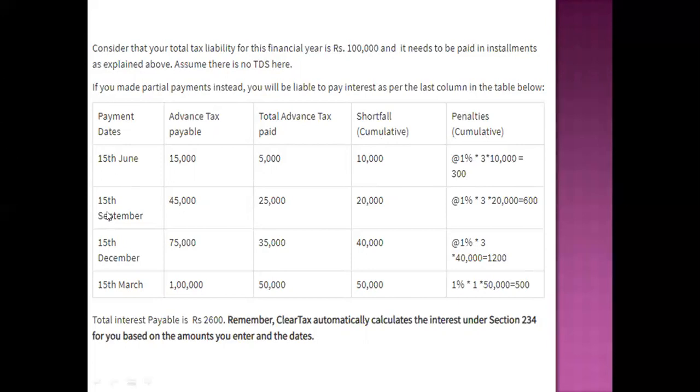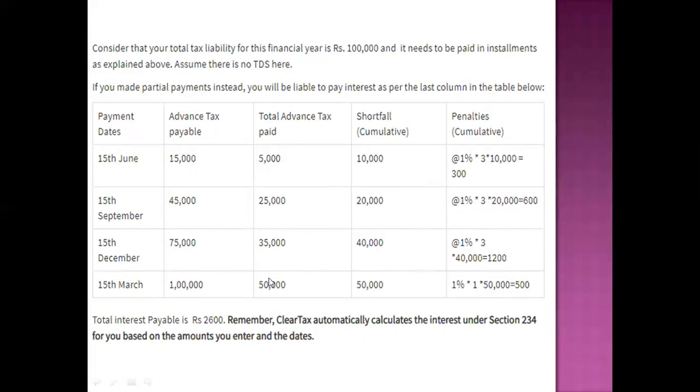We're going to the next, the 15th September. That was the payable amount, and that was what he actually paid. So the shortfall is 20,000. And the interest is 1% into 3, once again 3 months from September to December, on the shortfall of 20,000, which is 600. Then for the next one, December, the payable amount, the paid amount, the shortfall amount, the interest amount. Once again, 1% into 3 into 40,000 is 1200.